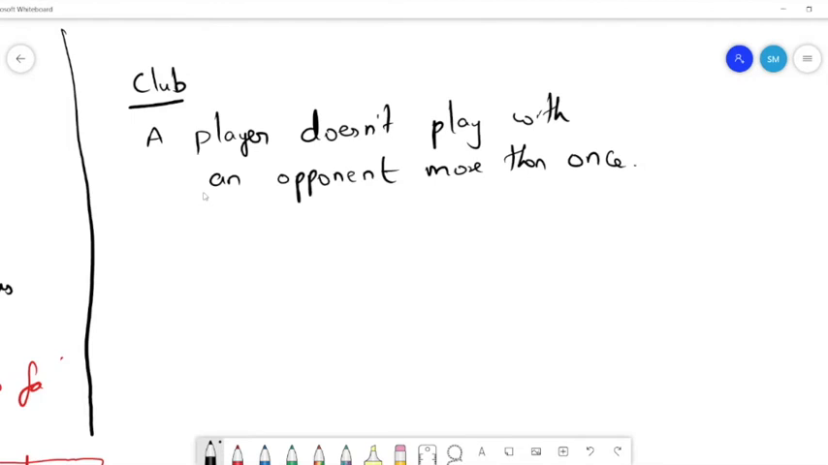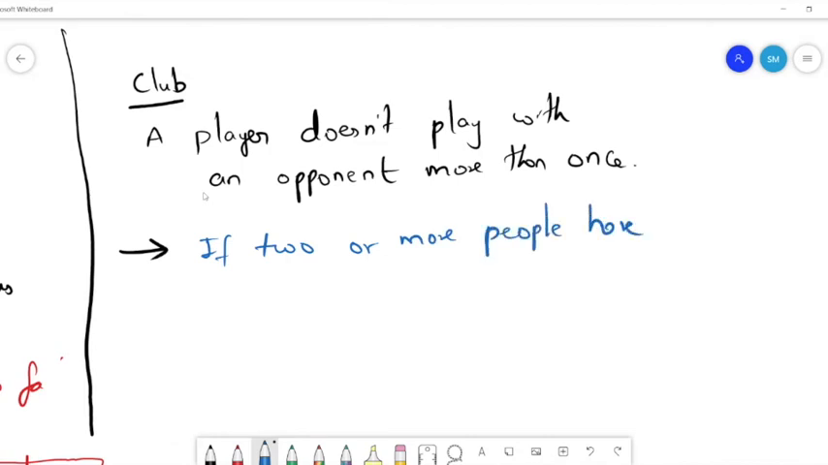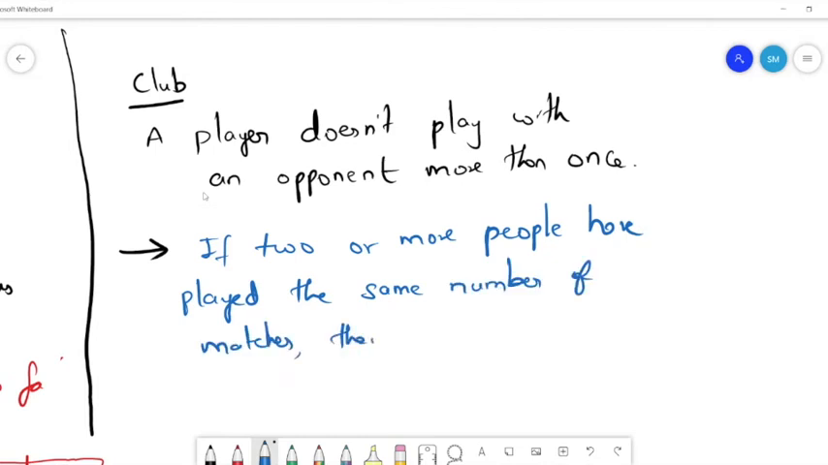So this club has a policy. The policy is it counts the number of matches each player has played, and if 2 or more people have played the same number of matches, then all of them get a gift.